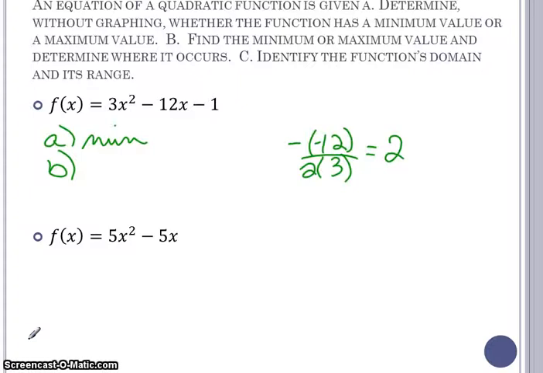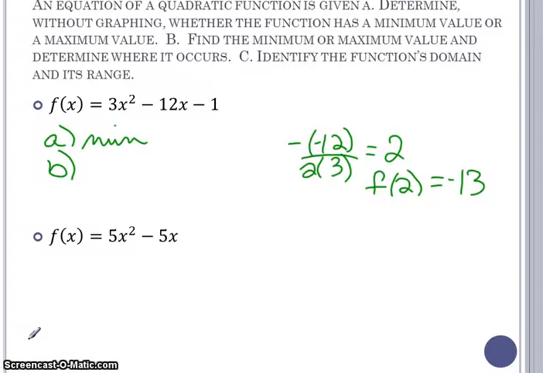So we know the location. We're going to have our minimum when x is equal to 2. We just need to figure out what that value is. So if we put 2 back into the original, that would give us 4, 12, 4, negative 12. I think that's going to be a negative 13.